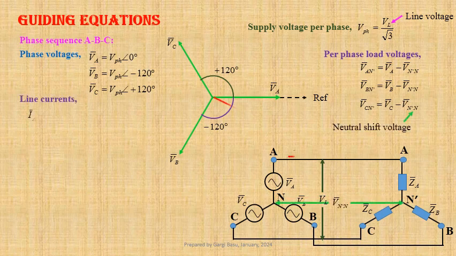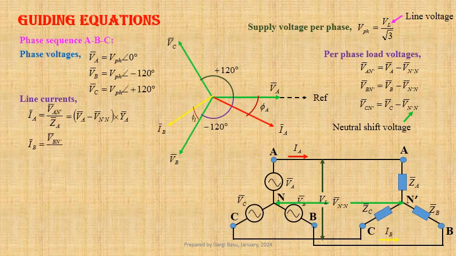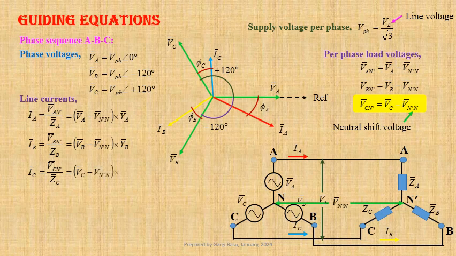Line currents: IA equals VAN' divided by ZA, or (VA minus VN'N) into YA. IB equals VBN' divided by ZB, or (VB minus VN'N) into YB. And IC equals VCN' divided by ZC, or (VC minus VN'N) into YC. Here YA, YB and YC are the per phase load admittances.